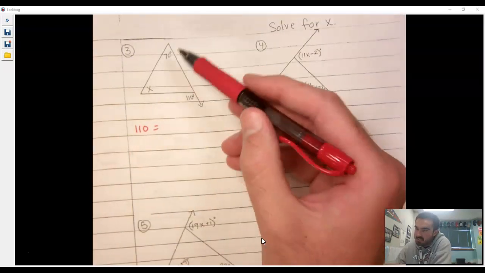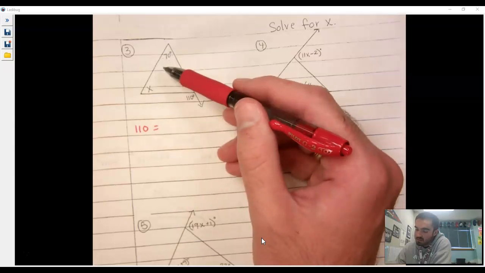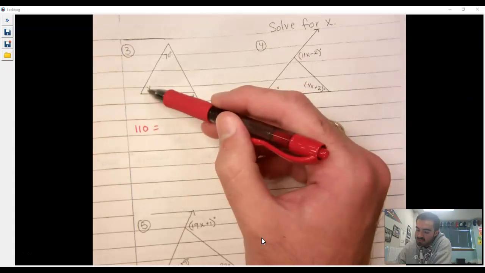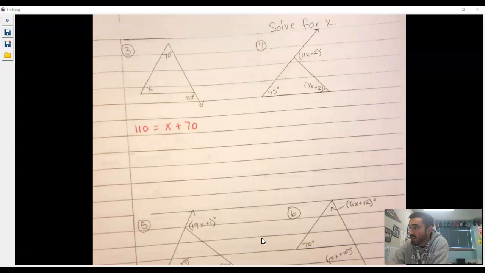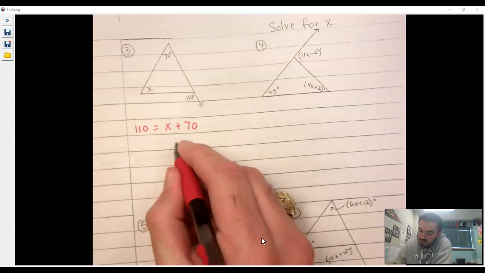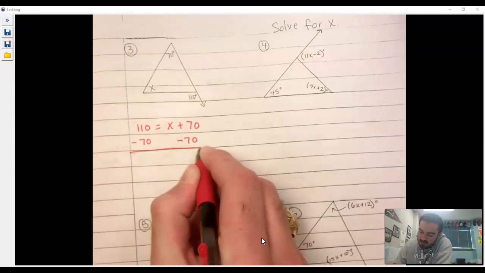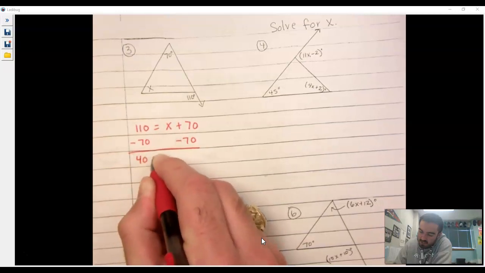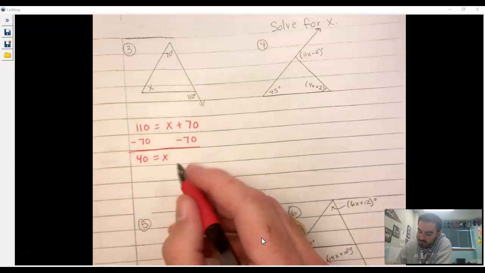And remember, it's equal to the sum of the remote interior angles. So our remote interior angles are x and 70. So we have x plus 70. So now what we have to do, it's not as simple as the other ones. We actually have to solve for x here. The way we'd solve for x is we would subtract 70 on both sides and get 40 equals x. Okay? So x is going to equal 40.